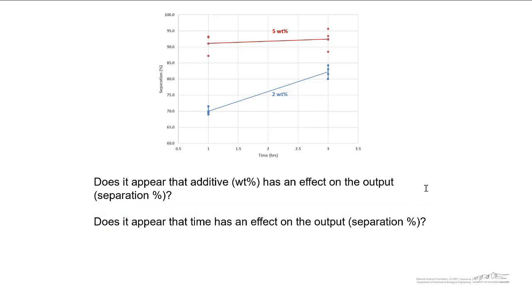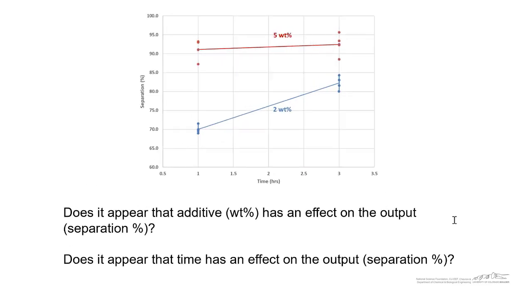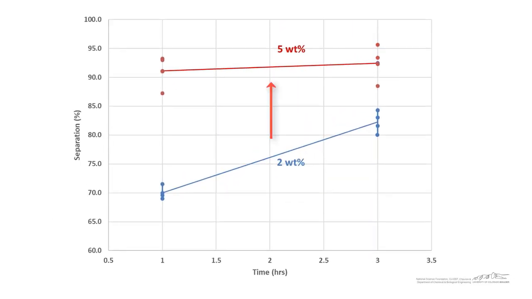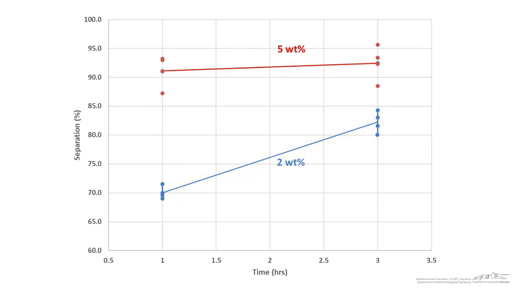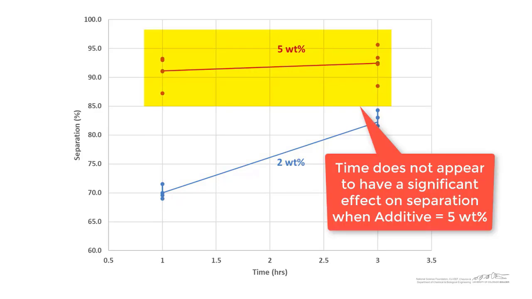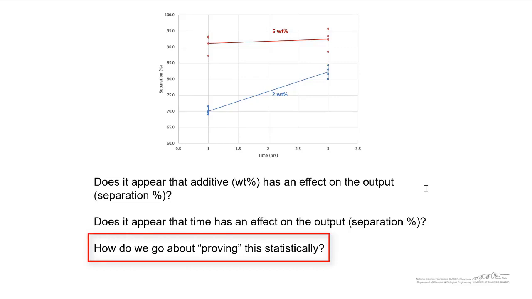So I think most of you probably said that additive does have an effect on separation. As we go from 2% to 5%, you see that we have a pretty dramatic increase in separation. Time, on the other hand, it sort of depends because at the lower percentage of additive, at 2 weight percent, time definitely does have a pretty significant effect. We go from about 70% separation to about 82, whereas at 5 weight percent additive, it doesn't really look like time has much of an effect because we're just increasing slightly, about 91 to maybe 92 or 93%, and that might not even be a significant increase. So we're going to go about proving this statistically, and that's what we can do using two-way ANOVA.